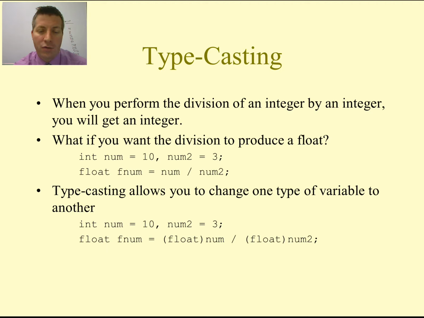so that you can hopefully write a little bit more if you've had trouble outputting some values. So when we perform division of an integer by an integer, we always get an integer. However, what if we wanted to produce a float?